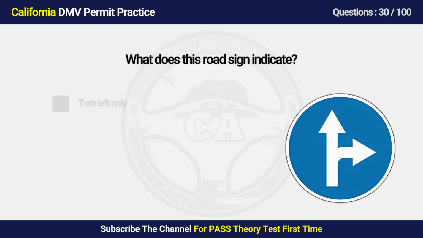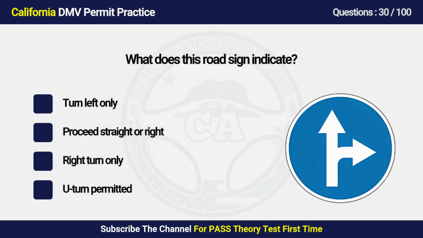Question 30. What does this road sign indicate? A, turn left only. B, proceed straight or right. C, right turn only. D, U-turn permitted.